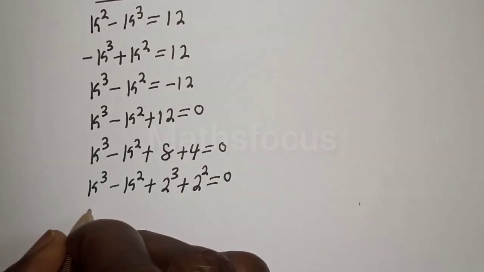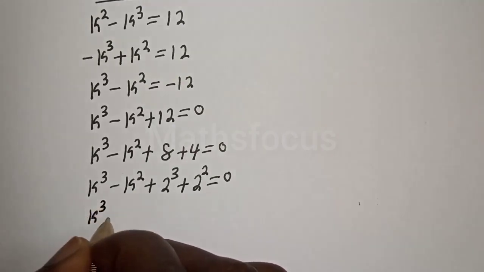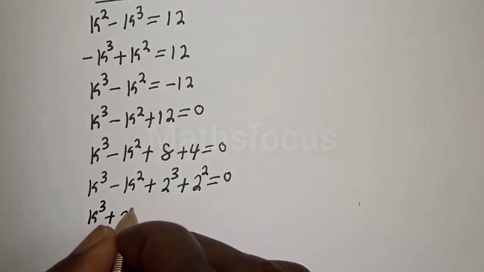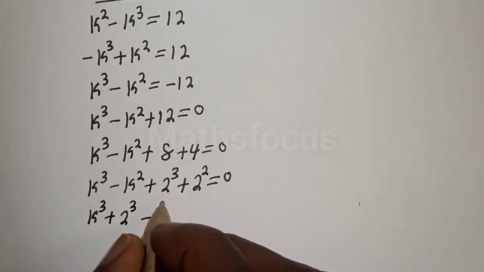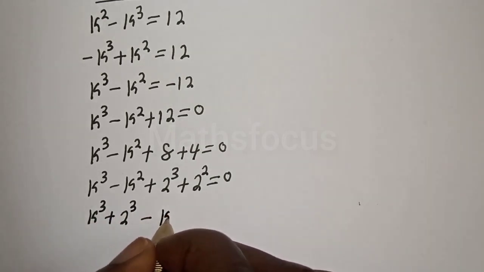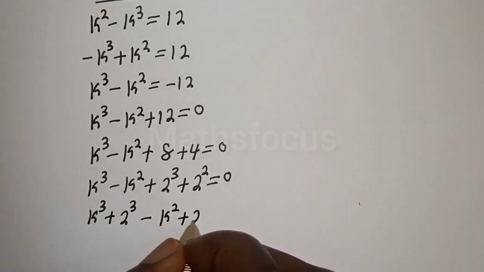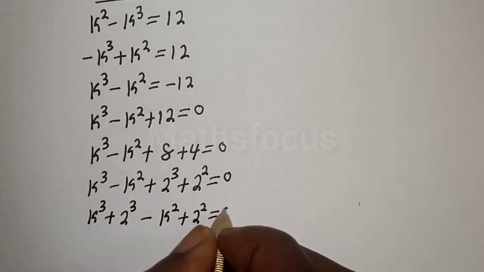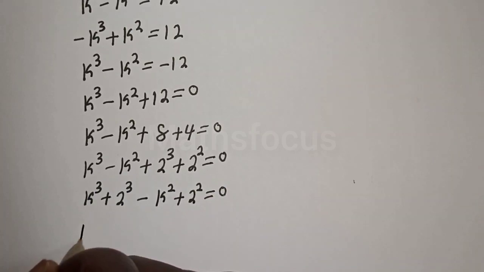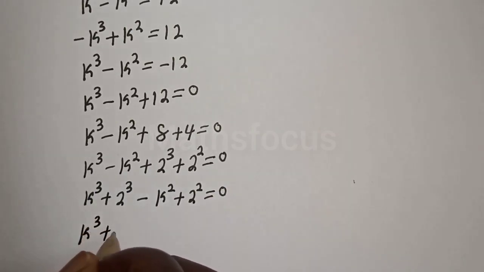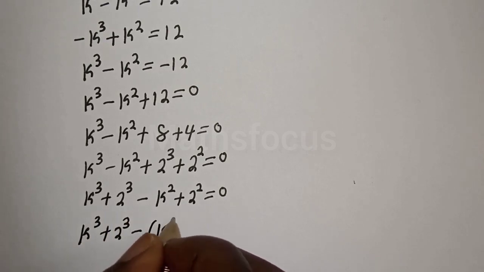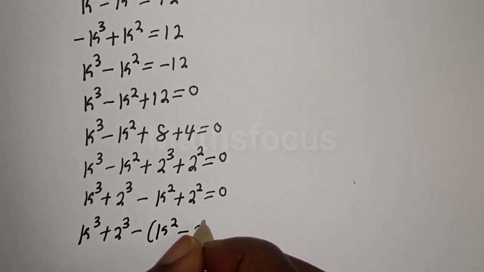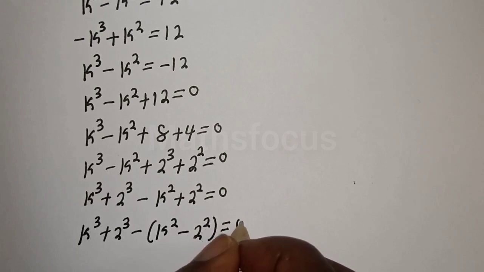Now let's compare k raised to power 3 plus 2 raised to power 3 minus k square plus 2 square is equal to 0. Here is k raised to power 3 plus 2 raised to power 3 minus k square minus 2 square is equal to 0.